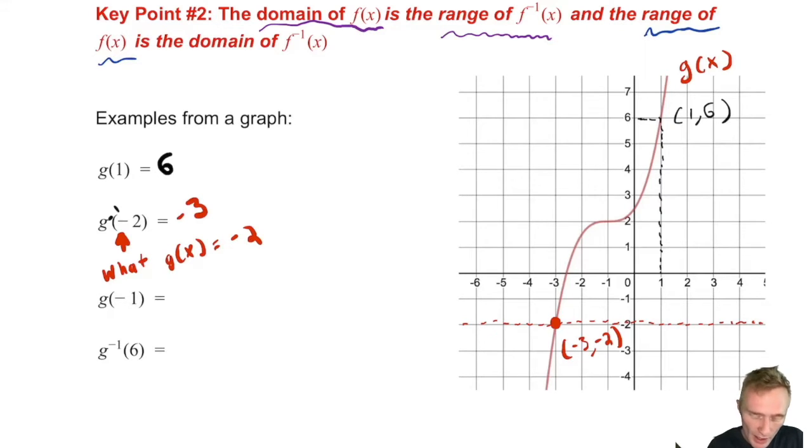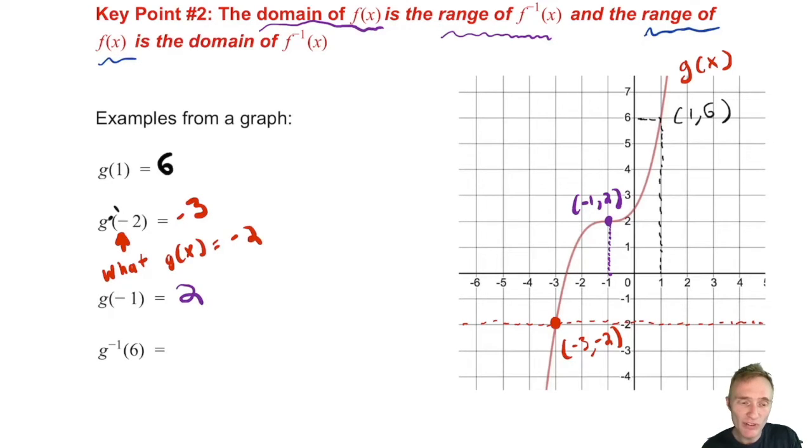I want you to go ahead and try these next two. First, I'd like you to find g of negative 1. G of negative 1 is just saying you've got your graph of g of x. What do we get out when we put in an x value of negative 1? So I go to negative 1 and I go up. Here's my point, negative 1 comma 2. G of negative 1 is that y output of 2.